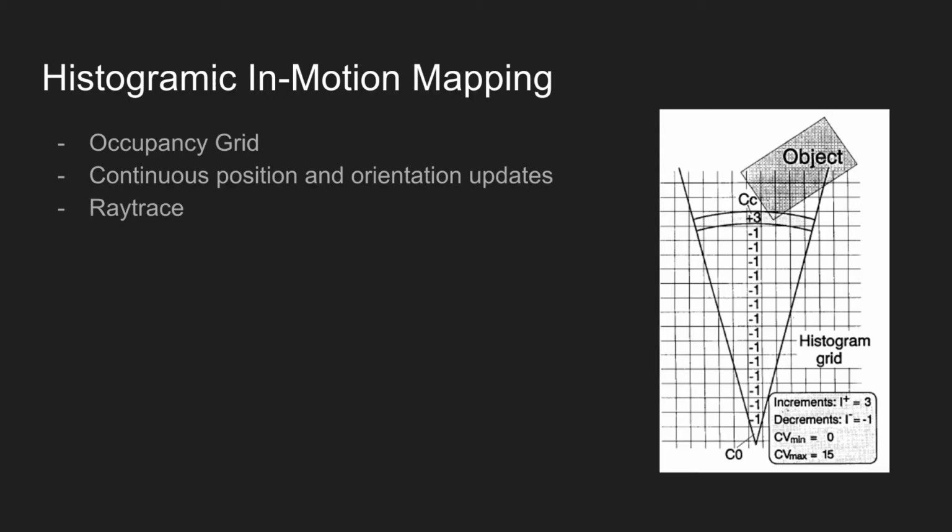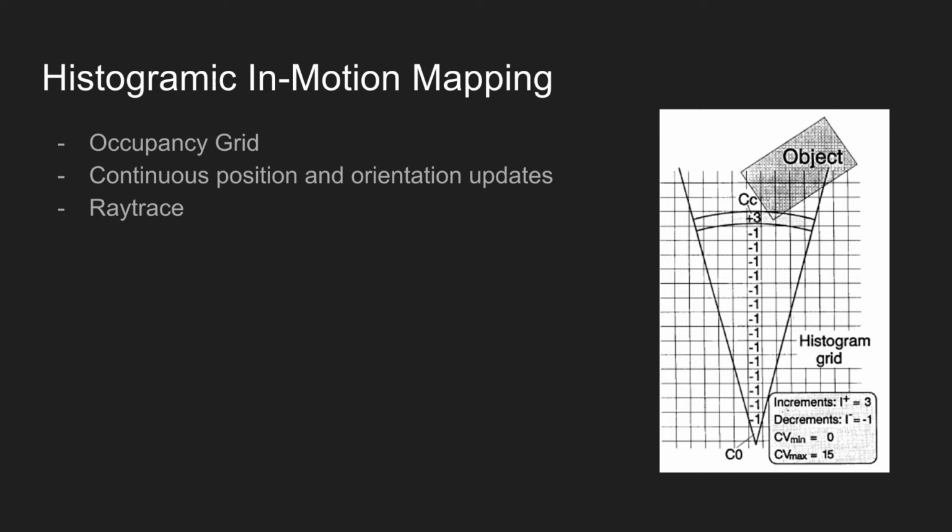The algorithm utilized to map out the arena is called histogramic in-motion mapping. This algorithm assumes a known location and orientation. It utilizes an occupancy grid that is represented as a 2D array that corresponds to the arena. The grid is interpreted in such a way that a really large negative value corresponds to a free cell, and a really large positive value corresponds to an occupied cell. Each cell is initially assumed to be free.